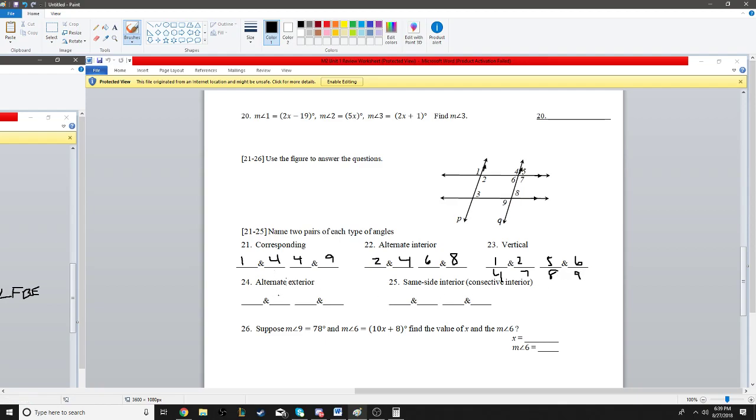Alternate exterior would be these guys, 1 and 7. Again, you kind of have to look at it sideways to see it. And then we also have 9 and 5 for alternate exterior. Same side interior would be 2 and 3, and also 7 and 8.